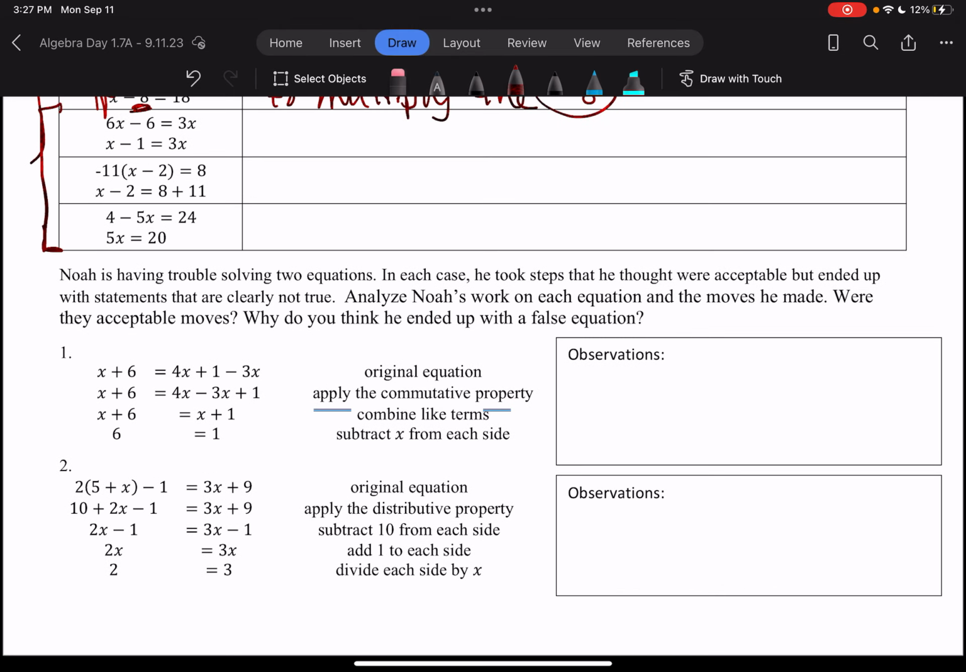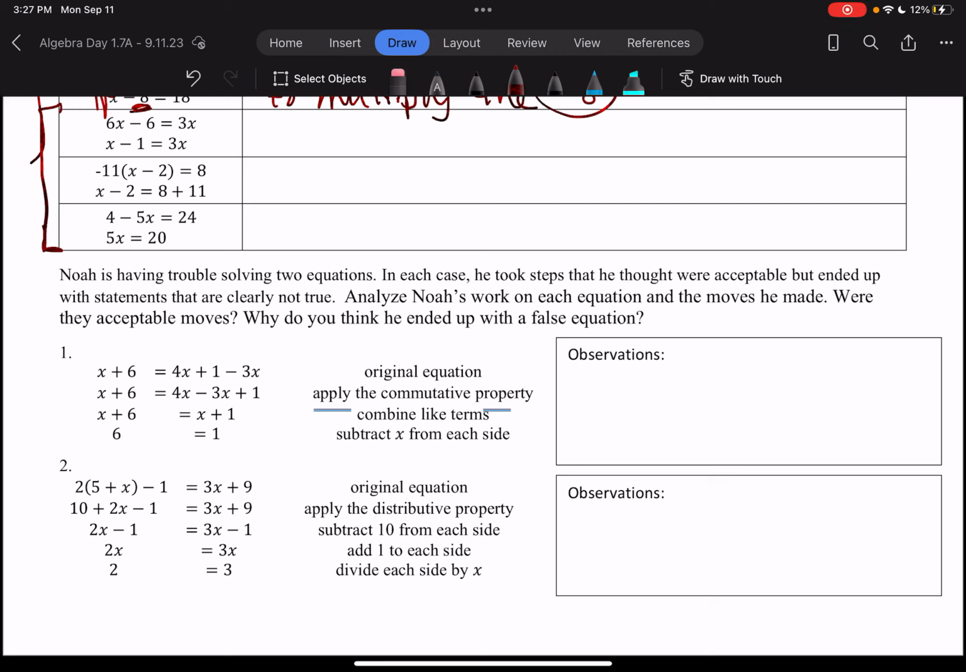All right, let's take a look at Noah. Noah is having trouble solving 2 equations. In each case, he took steps he thought were acceptable, but ended up with statements that are clearly not true. Analyze Noah's work on each equation and the moves he made. Were they acceptable moves? Why do you think he ended up with a false equation? So for the first one, x plus 6 equals 4x plus 1 minus 3x.